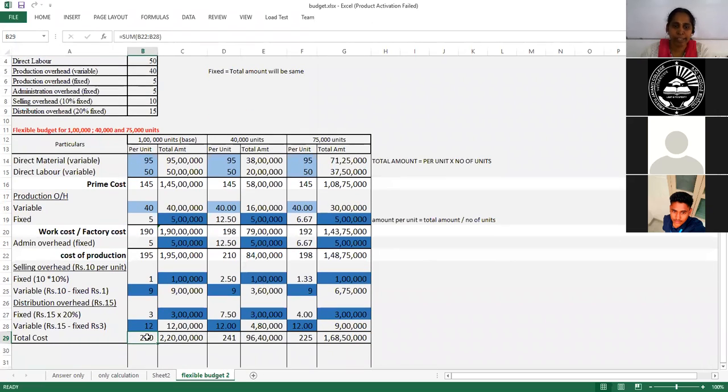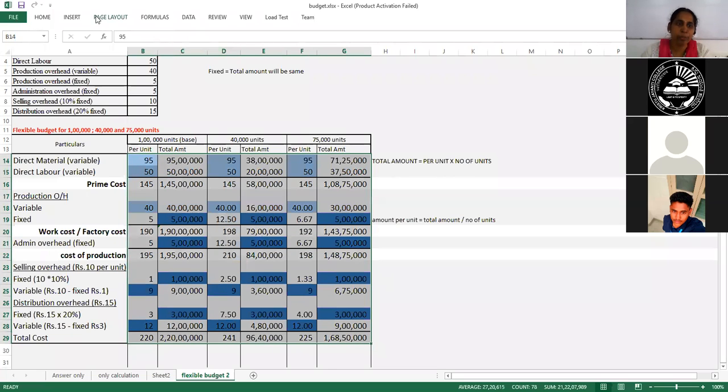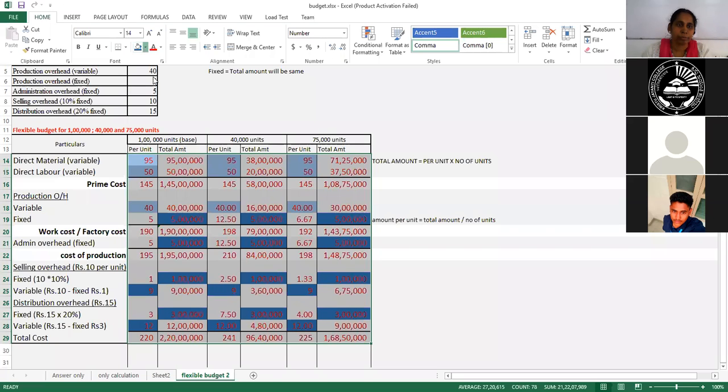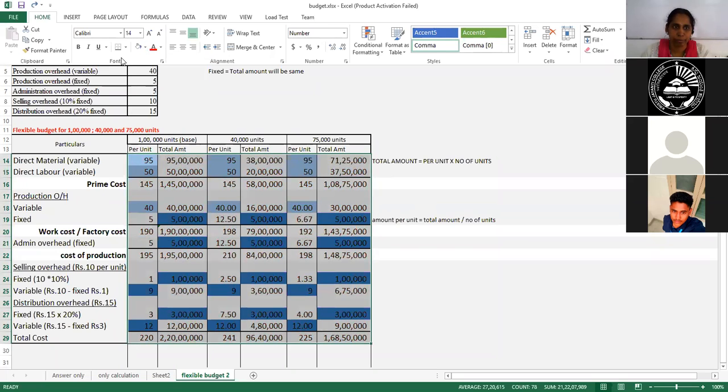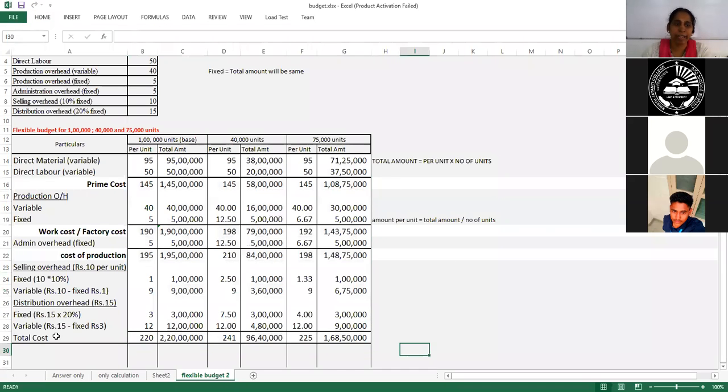Okay. So to understand your reference, I have given colors. So if you want, I can remove the colors. Yes, this is the answer, final answer.